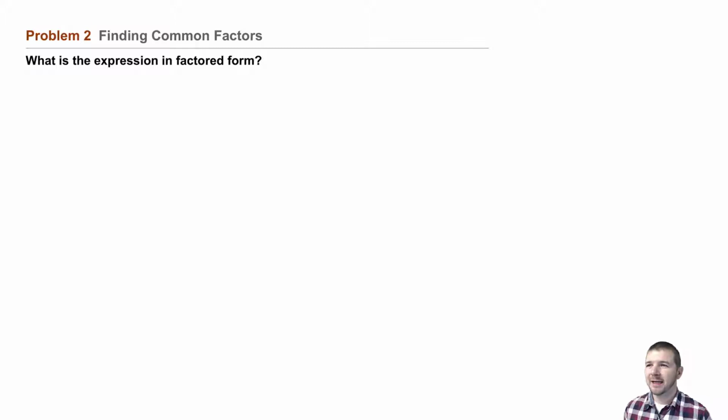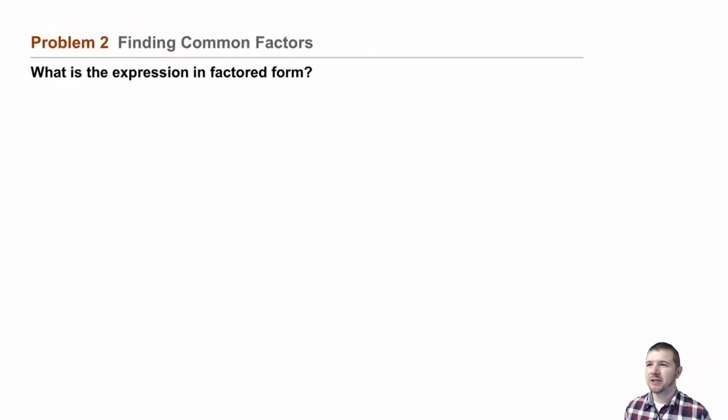Problem 2, finding common factors. What is the expression in factored form? First, part A, 6n squared plus 9n. First, we need to determine the GCF, or the greatest common factor. So note our coefficients, 6 and 9. 3 is the greatest common factor of 6 and 9.